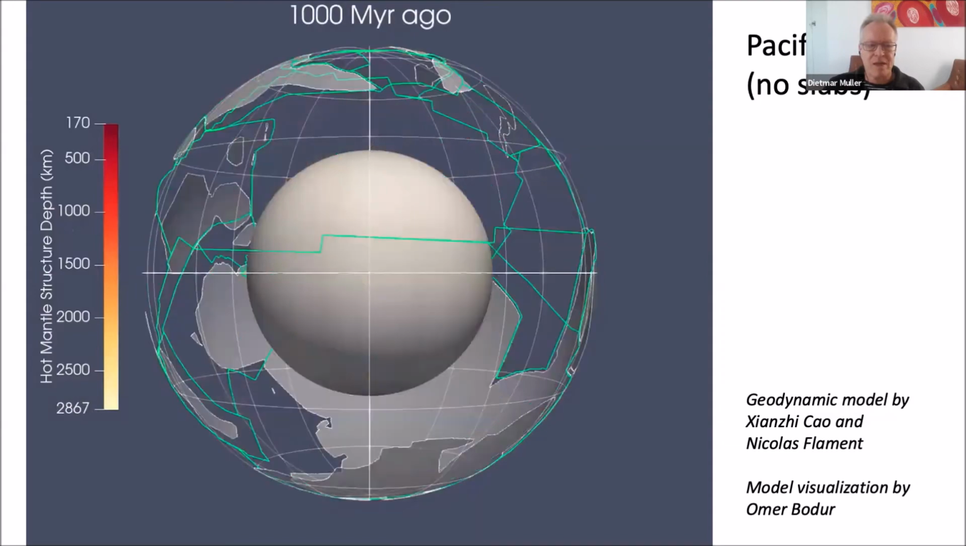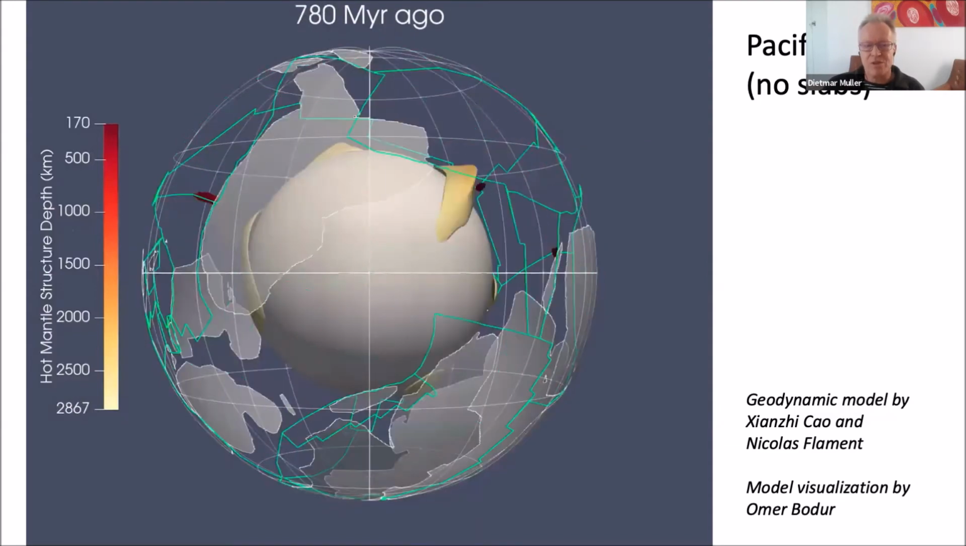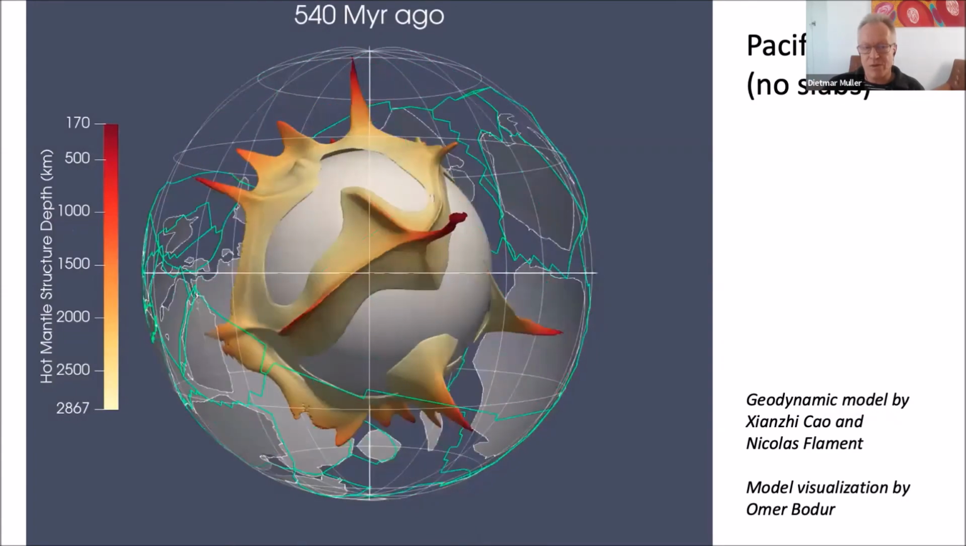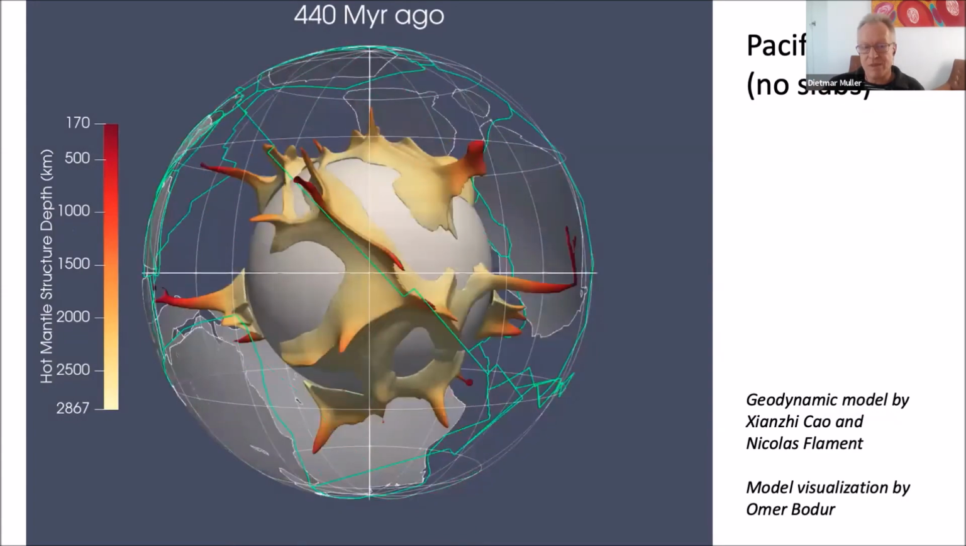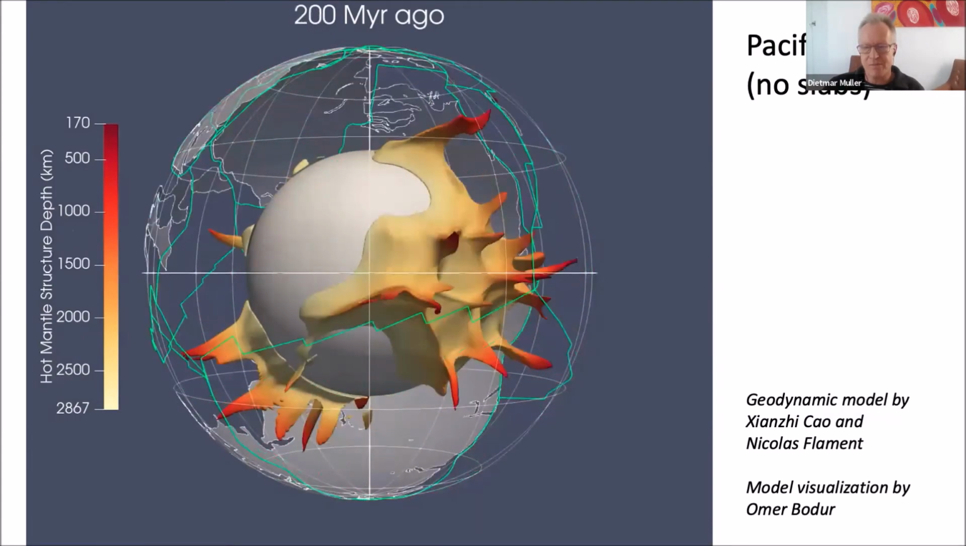Right? And I should add that there's a striking resemblance of the general geometry of our modeled basal mantle structures with a tomographic model that was presented recently by Davaie and Romanowicz in their paper in Tectonics.